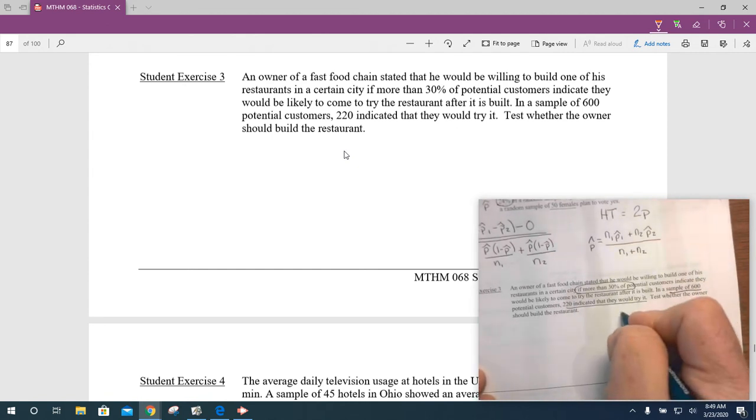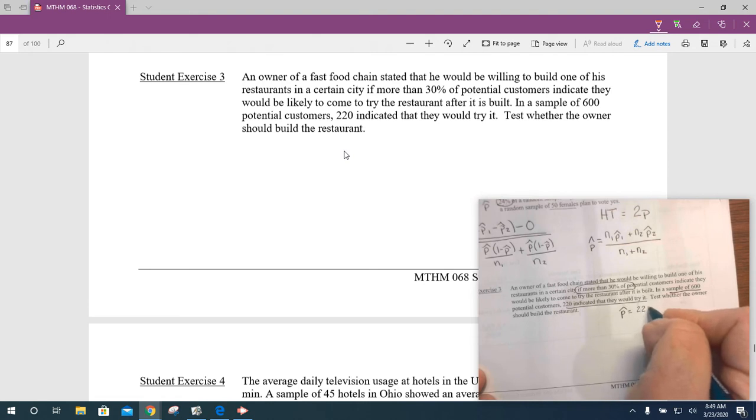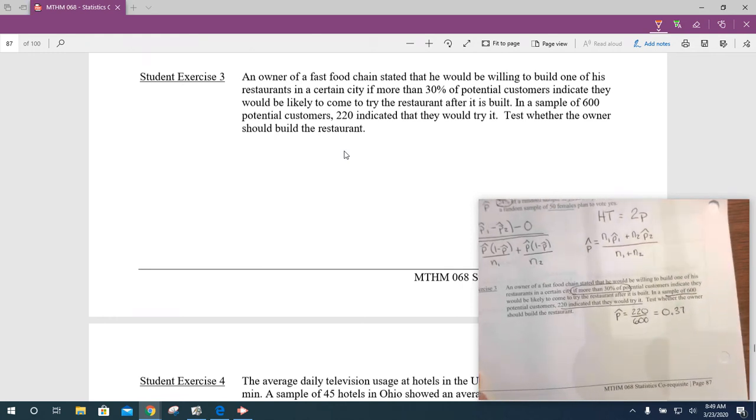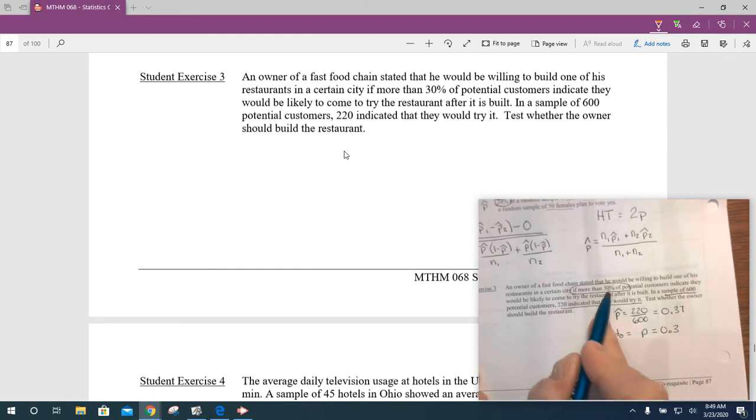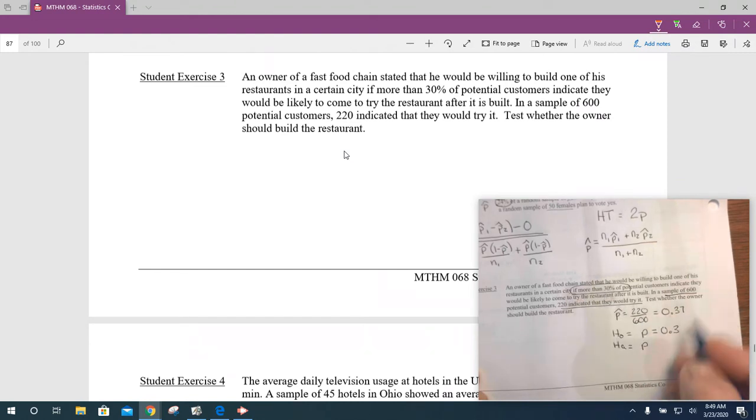So first of all, I know some things here. I know my sample statistic is 220 out of 600 people, which is the same as 0.37. If I was writing my H sub O, my null hypothesis, then my proportion would be equal to 0.3. Nothing going on, 0.3. My H sub A, my proportion, I want it to be more than 0.3.